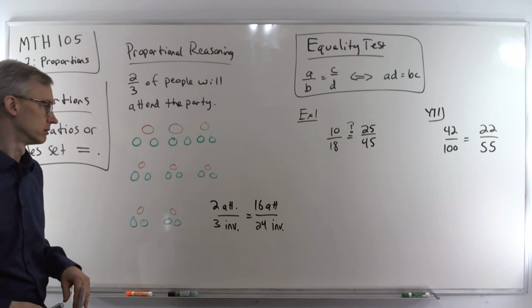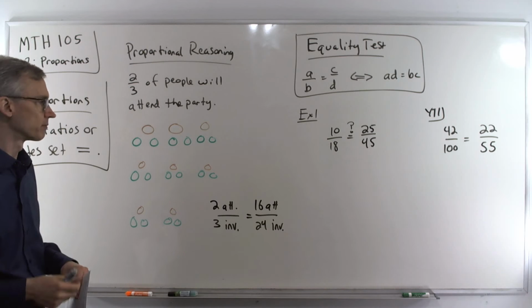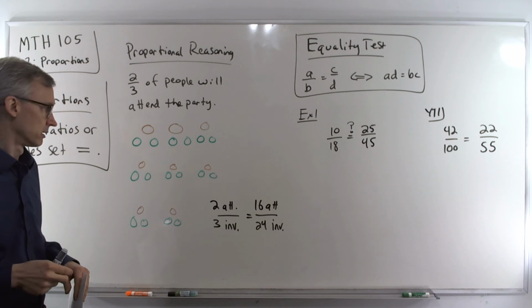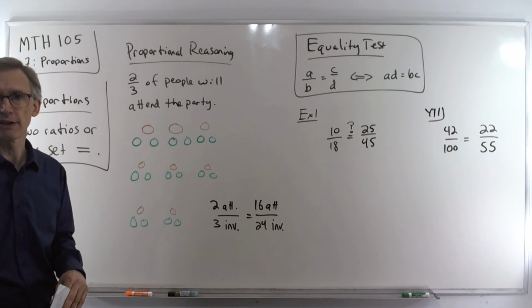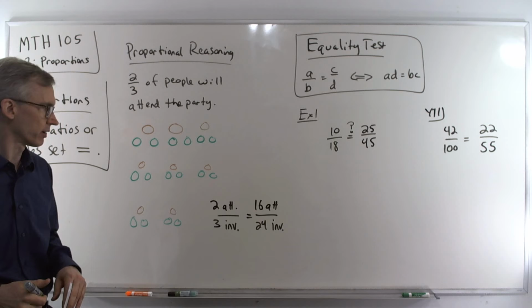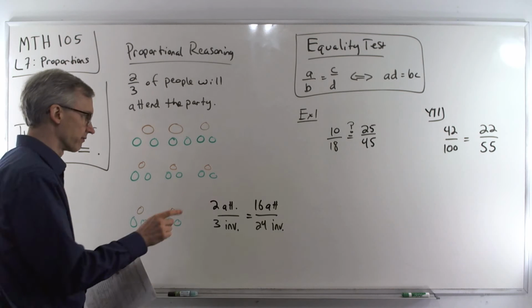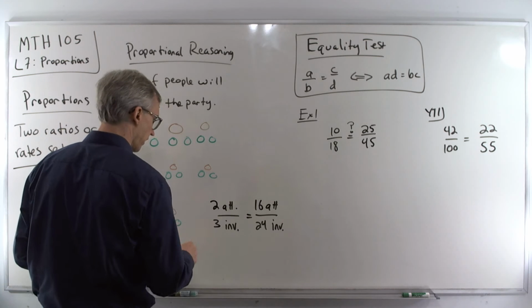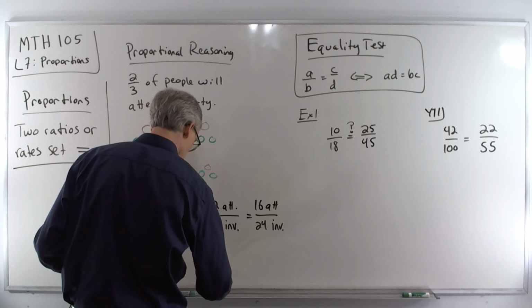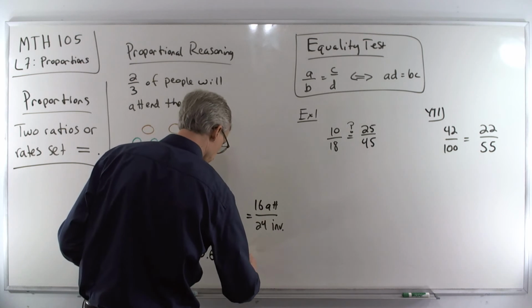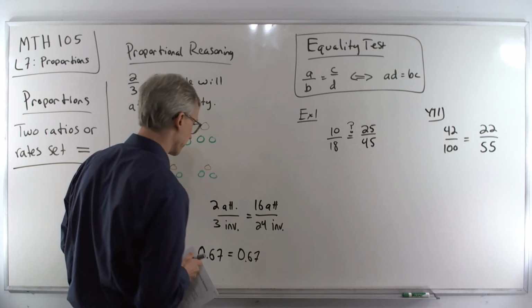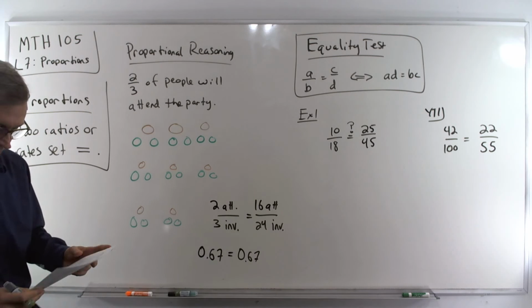And now to confirm that, we're going to see an equality test, but you don't actually have to do that if you have a calculator. We can just go ahead and divide these with a calculator to make sure the fractions are equal. So 2 divided by 3 gives us, rounded, 0.67. If we do the same thing over here, we get 0.67. So those are indeed equal.